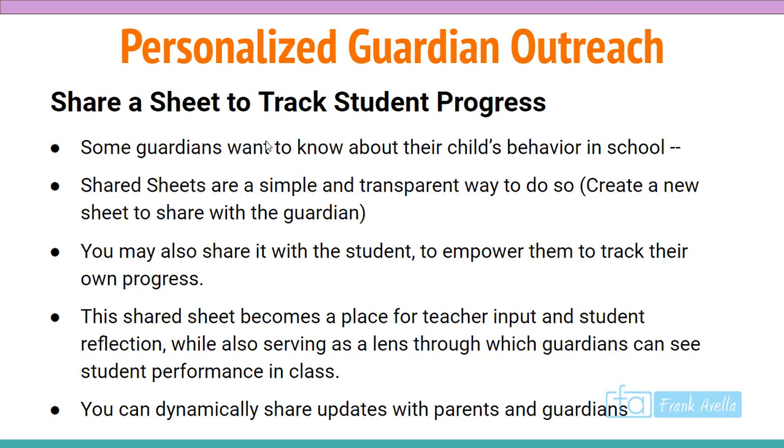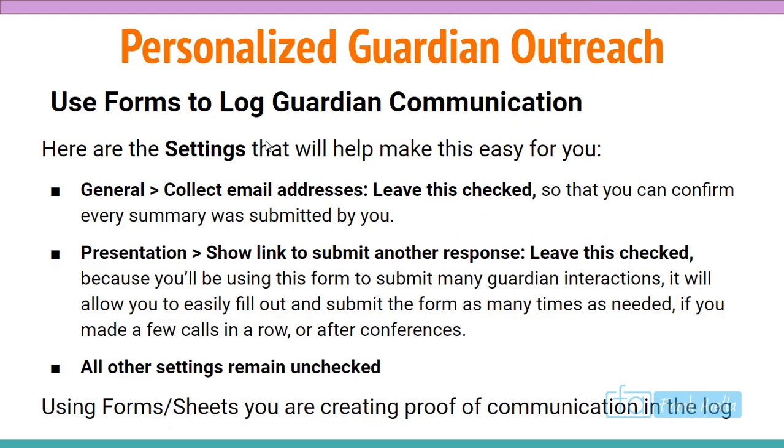Now, I do like Sheets better to track this. I mean, you could do either one. Okay, use forms to log guardian communication. So here are the settings that will help make it easier for you. General, collect email addresses. Leave this checked so you can confirm every summary was submitted by you. So again, this is to prove that you were talking to parents. Every time you do it, leave the email check so you know it's you submitting it. Like, okay, I did the talking.